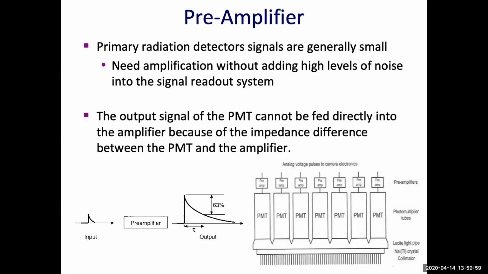The pre-amplifier: the amount of charge given by the PMT is very small. Even though a sophisticated photodetector like the PMT is used, we still end up with quite a small electrical signal from the PMT. So this needs amplification without adding a high level of noise into the signal readout. The output signal of the PMT cannot be fed directly into the amplifier because of the impedance difference between the PMT and the amplifier. So we need something in between, which is the pre-amplifier, to deliver the signal from the PMT to the amplifier. This is the purpose of a pre-amplifier: to amplify the signal and sit between the PMT and the amplifier.